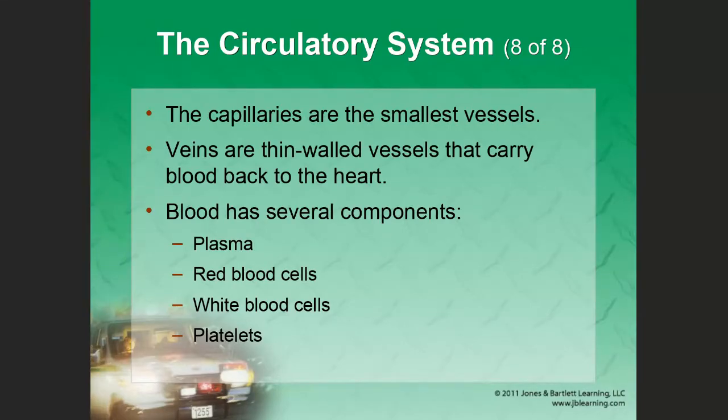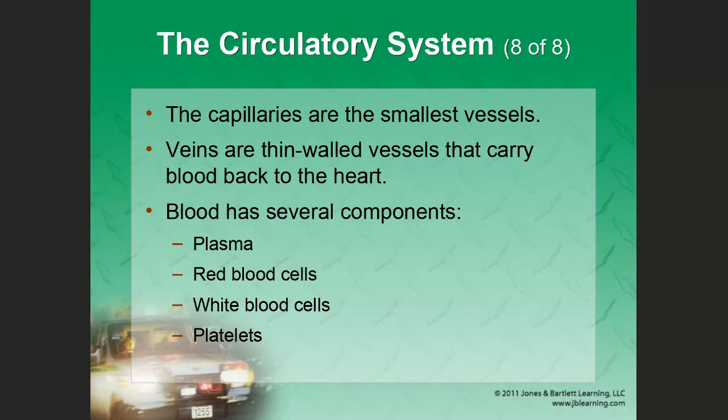Now, the blood has several components. It has plasma, which is the fluid portion of the blood for transporting stuff. It has red blood cells, and one of the main functions of the red blood cells is oxygenation, right? So the red blood cells are essential to the process of oxygenation. And the red blood cell requires 4 oxygen molecules in order to be properly oxygenated.